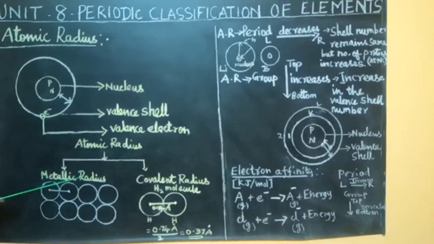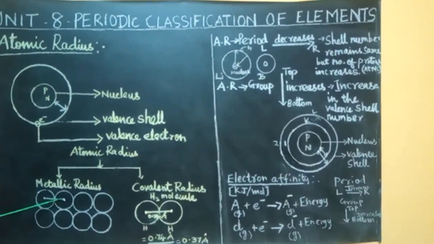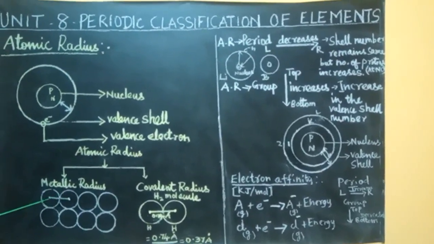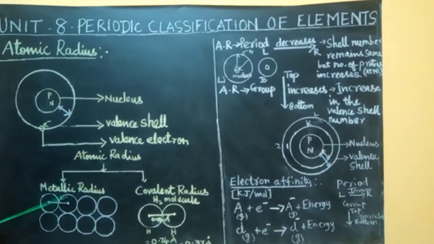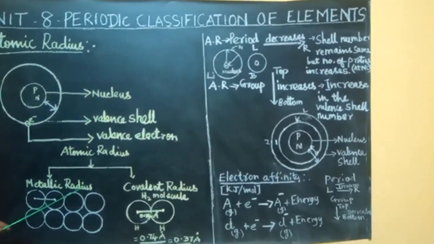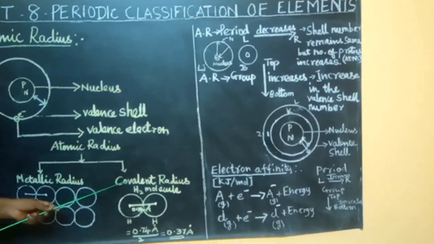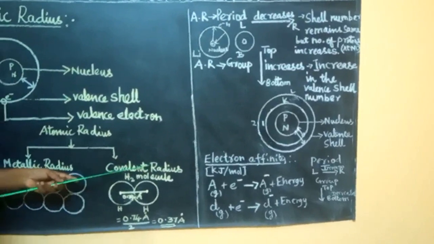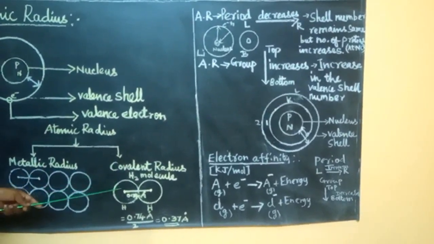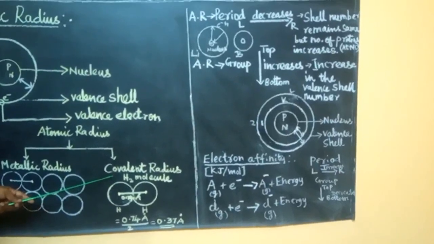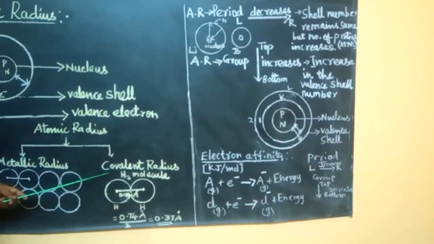Metallic radius is defined as the distance between the nuclei of adjacent metal atoms. It is called metallic radius. Next one, atomic radius in non-metals. Here it is called covalent radius. It is defined as half the distance between two covalently bonded atoms of the same element in a molecule.